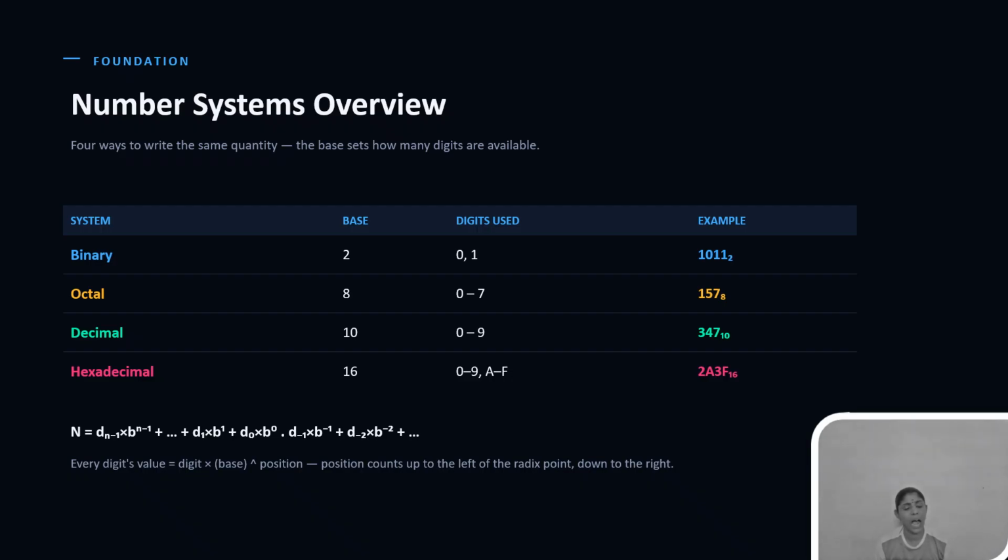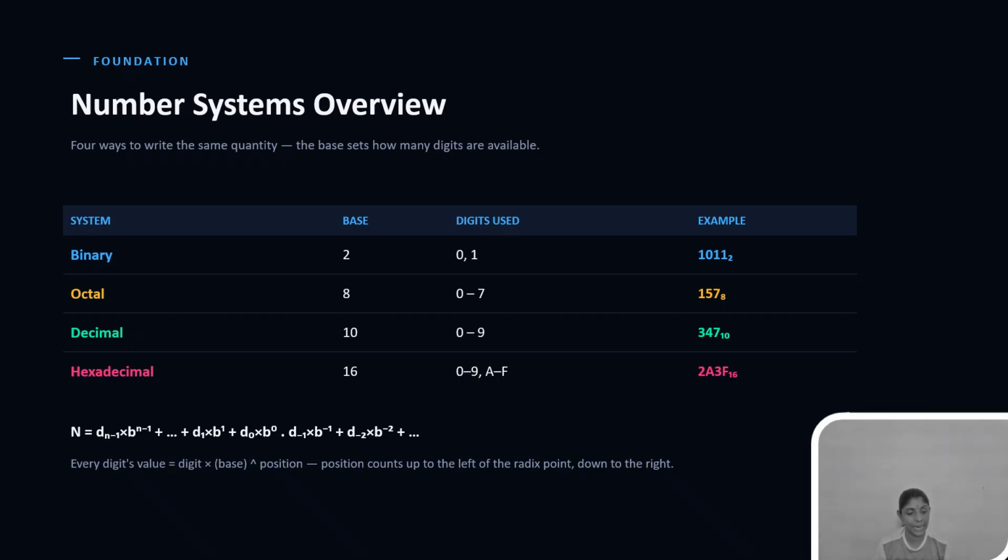Okay. How do we find the value of every digit? That also we discussed in the last class. We do it by the summation of d_i into r power i. What does d_i represent? It is a digit. What is r power i? R represents the radix or base, and the power i represents the position. Positions count to the left of the radix point as well as to the right of the radix point.